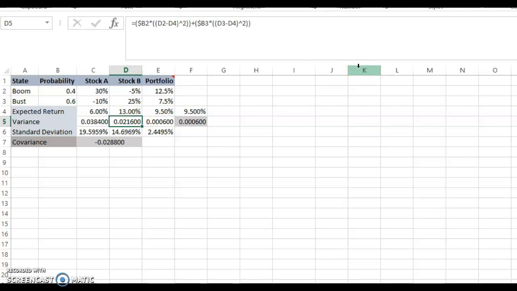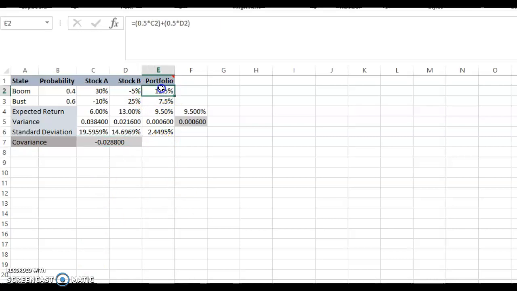0.021600. You take the standard deviation. How do you get the standard deviation? You take the square root of the variance, you get 14.6969. Note that here the standard deviation for stock A is higher than the standard deviation for stock B. Now, ignore the covariance. We don't have time to go through that. It's not so important now. So let's try and finish off for the portfolio.